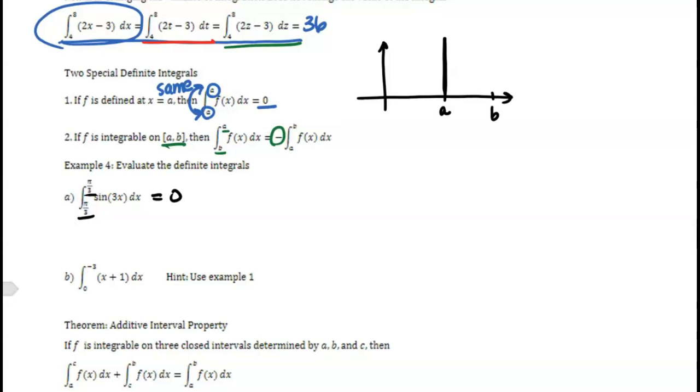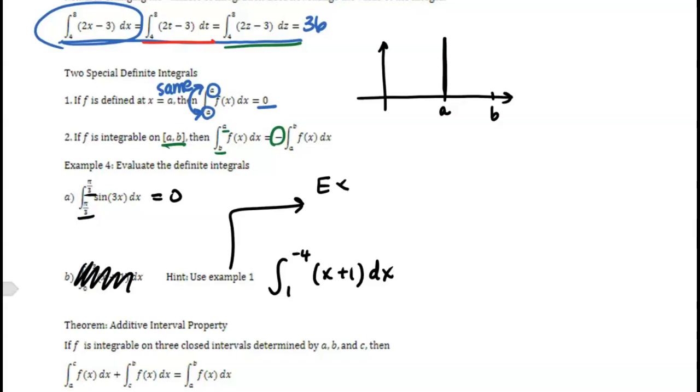And then in that second example, let me look back at what we did in class together. In example 1, I'm going to change this to a -4. I'm going to rewrite this one. The integral from 1 to -4 of x plus 1 dx, because I want it to match example 1 that we did. In example 1, we did the integral from -4 to 1 of x plus 1 dx. And as our answer, we got -2.5.